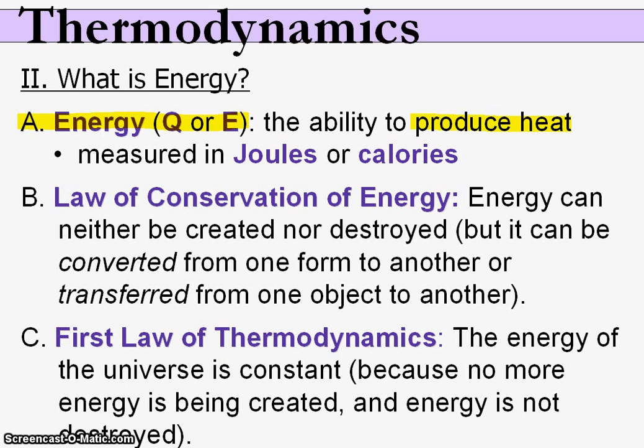When it comes time to do quantitative measurements of how much energy there is in a system, we're going to be using joules. You can use calories, but we're going to be primarily using joules as our way to measure how much heat there is. So the unit for measuring heat is joules, just like the units for measuring temperature would be Celsius, Kelvin, or Fahrenheit.